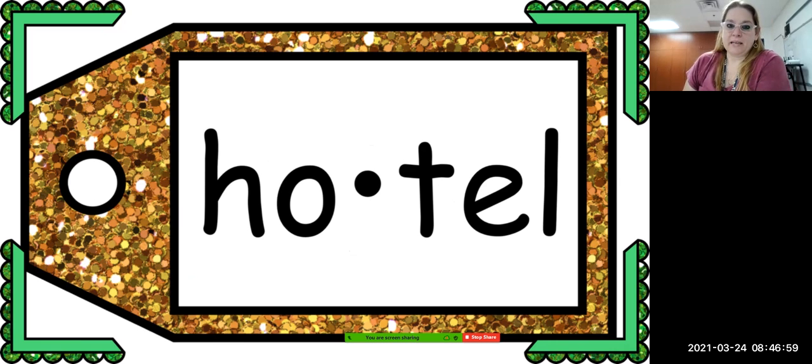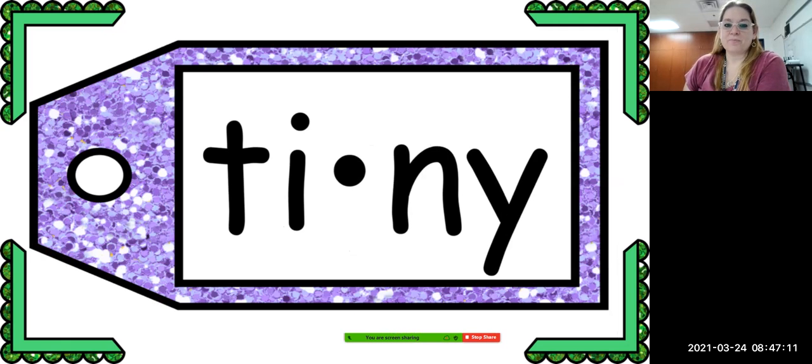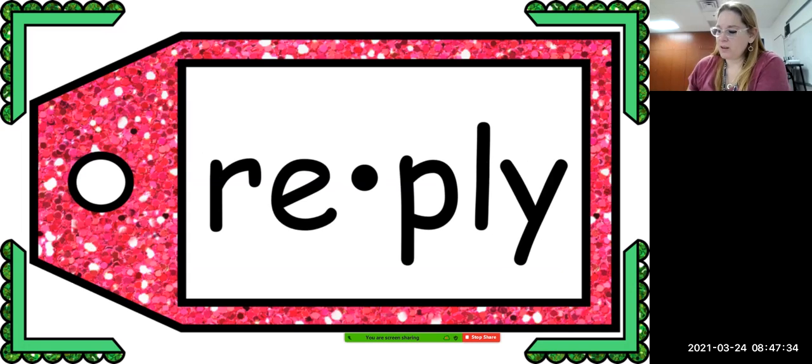The first syllable ends with a vowel, so I know it's going to be a long sound. So I have ho, tel, hotel. It ends with a vowel here and here. So these are both going to be long vowel sounds. So I have, is it tiny or tinny? Which one? Tiny, good. All right, this ends with a vowel. This ends with a vowel. Both are going to be long vowel sounds.